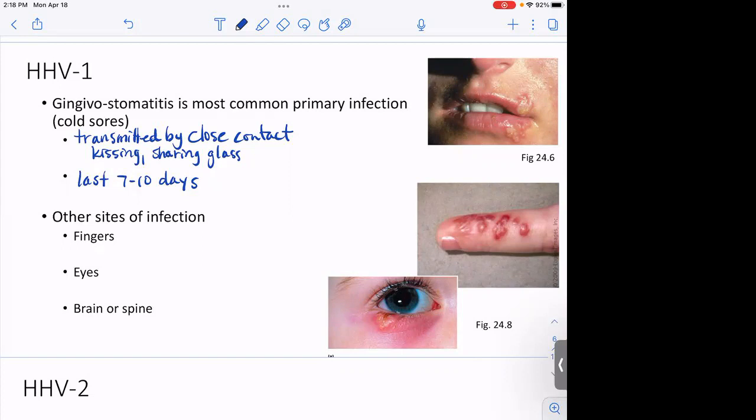And then other sites where either HHV1 or HHV2 can manifest themselves. Sometimes you get sores on the fingers. We see that here. That's also called Whitlow's disease. That's the reason that dental hygienists wear gloves. So again, you've got lots of little cuts in your cuticle around your nail oftentimes, and if you're reaching in somebody's mouth that you know has a cold sore, they can transmit that.